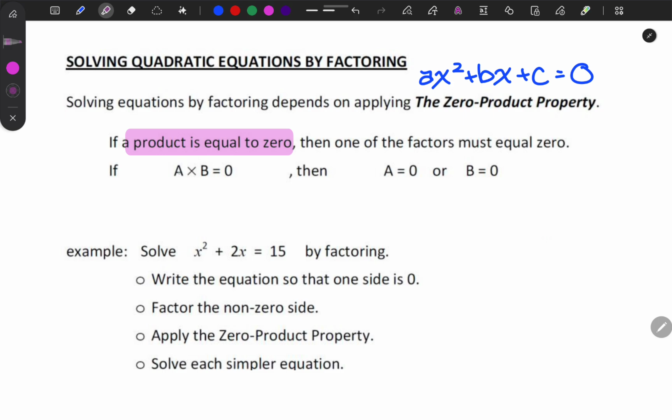For example, if a times b is equal to 0, the only way for that to be true is either a is equal to 0 or b is equal to 0, and at least one of those must be true. Let's take a look at an example.